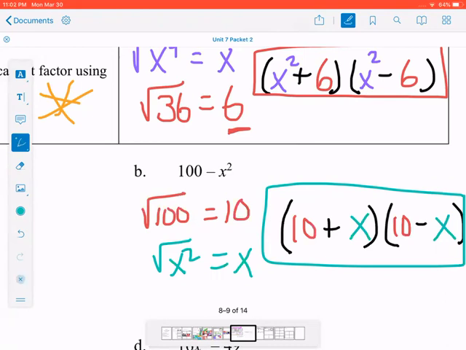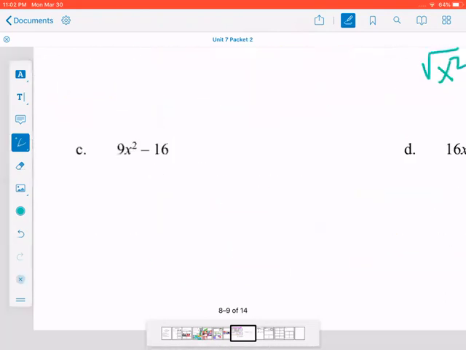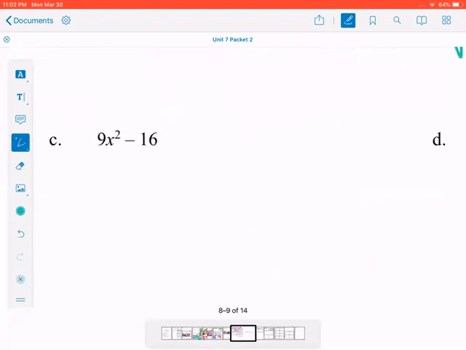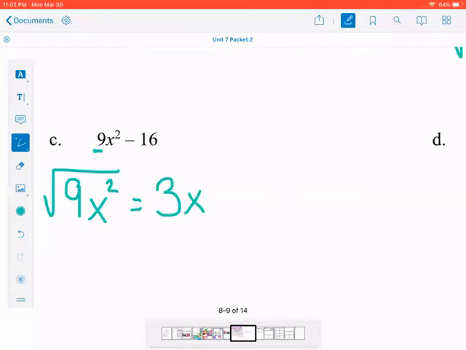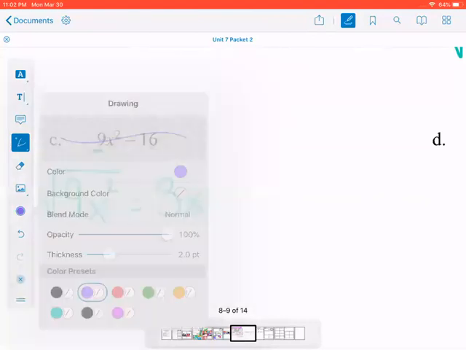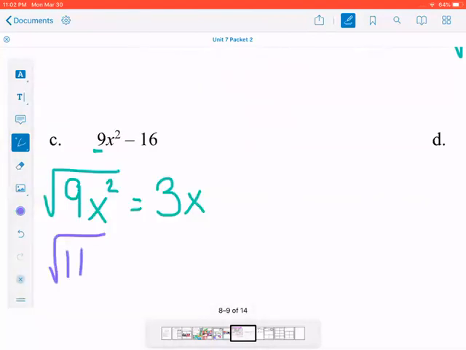Okay, I do want to show you letter C. I just want to show one that has a coefficient. So here, 9 also has to be a perfect square, and it is for this problem. So we're going to do the square root of 9x squared. So the square root of 9 is 3 because 3 times 3 is 9. The square root of x squared is x because x times x is x squared. Then the square root of 16, which we've talked about before, is 4.